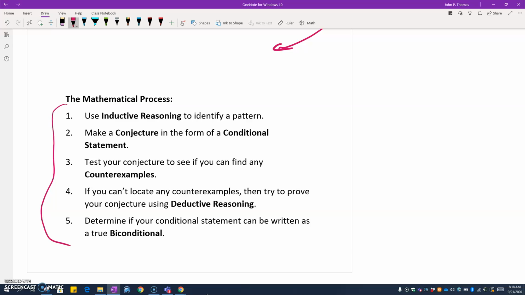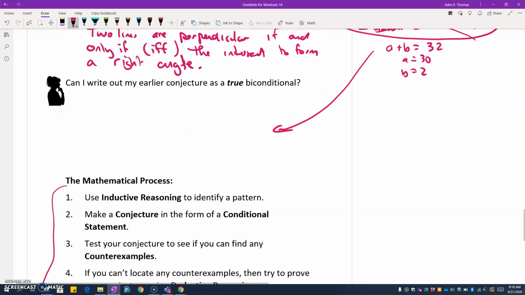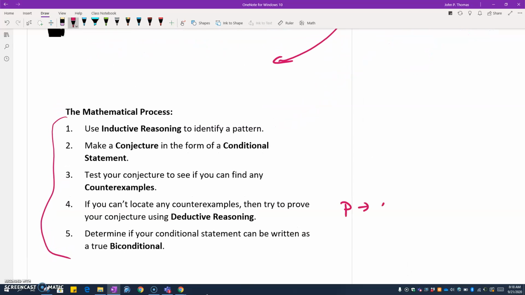All right. If we can't locate any counterexamples, then we move into the deductive reasoning. We say, you know what, I can't find any counterexamples, so I'm going to try and prove this definitively. All right, and once we do that, we determine if the conditional statement can be written as a true biconditional. So if we can prove it in one direction, then we're going to flip it around and try and prove it in the other direction. Because there are values in conditional statements that are if-then, which a lot of times we write as P implies Q. All right, but biconditionals are even more powerful. So if we can write them as P if and only if Q, then we get more power and we can do more things with that conjecture and that proved statement that now becomes a theorem.